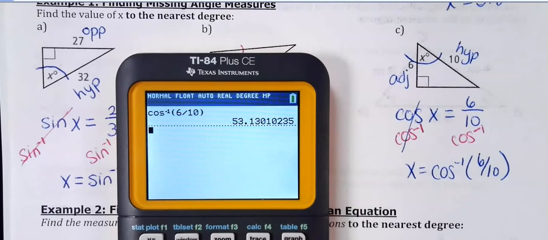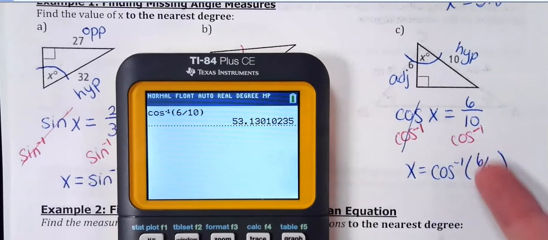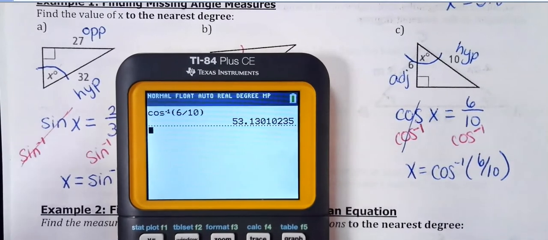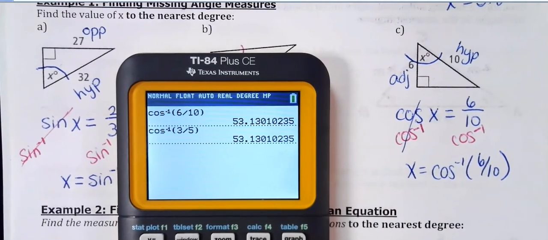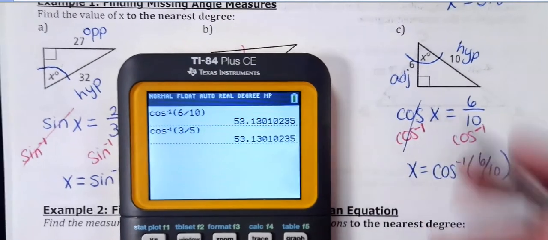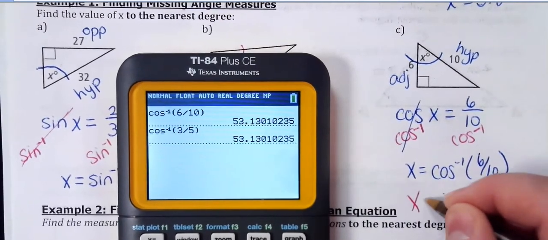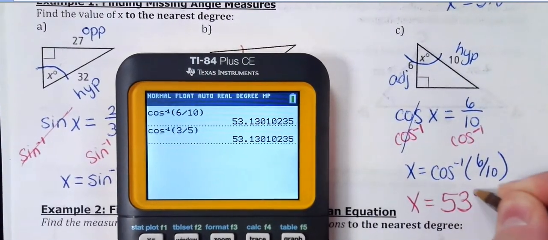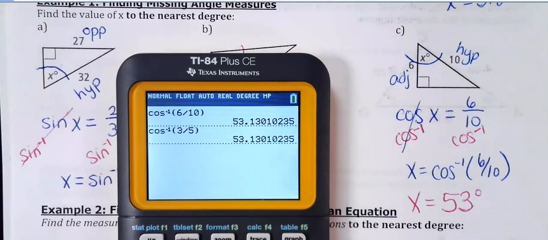And I just want to show you this real quick. If I had reduced that fraction to 3/5, both of those being divisible by 2, you'll see you get exactly the same answer. So that ratio is the same, whether you reduce it or not. So it will give you the same answer. So for this one, x is going to be a 53-degree angle to the nearest degree.